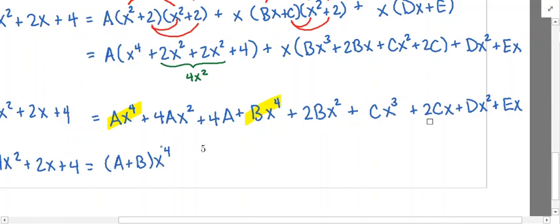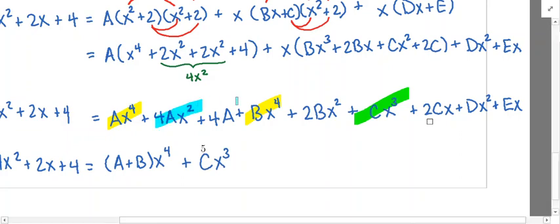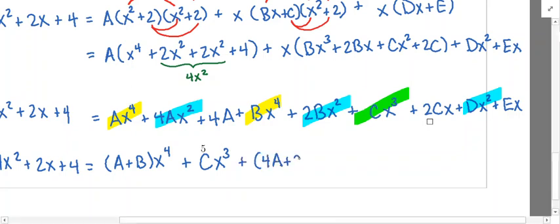Okay, so now I'm going to go to the third power. So I'm going to look for anything that has x to the third power, and I only have one thing. Okay, so I'm just going to add c times x cubed. Now I'm going to look at everything that has an x squared. Okay, so we have 4a many of them, 2b many of them, and d many of them. So if you just add the numbers in front, this is going to be 4a plus 2b plus d many x squareds.